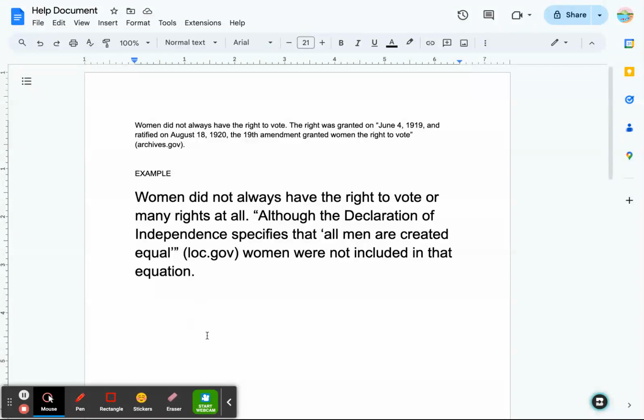So if I read it straight, it goes like this. Women did not always have the right to vote or many rights at all. Although the Declaration of Independence specifies that all men are created equal, women were not included in that equation. As you can hear, it sounds really nice like that, right? So it is advanced, it is totally proper, and that is the way you do it.